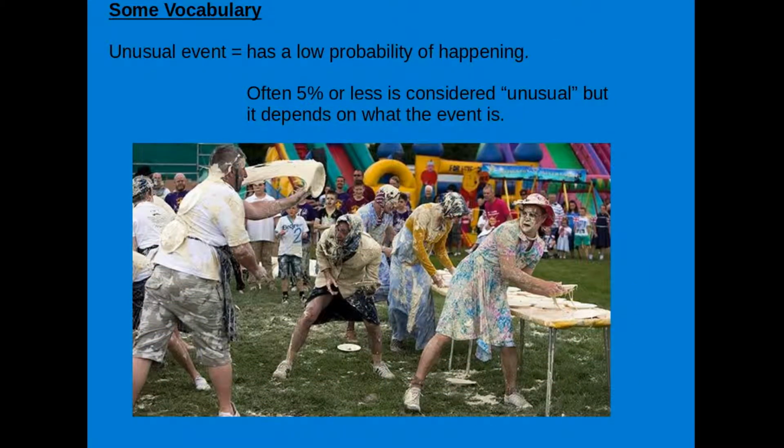An unusual event has low probability of happening. Usually we use 5% for this, but the value we choose depends on the situation. For some things, 5% would be way too high. Like, for example, the probability of a plane crashing, 5% would be unacceptably high, and we'd have planes crashing every day. So we would need a probability lower than that to be considered unusual.